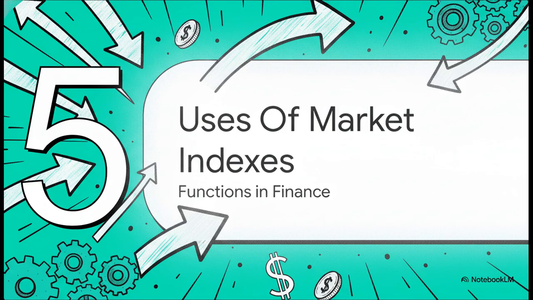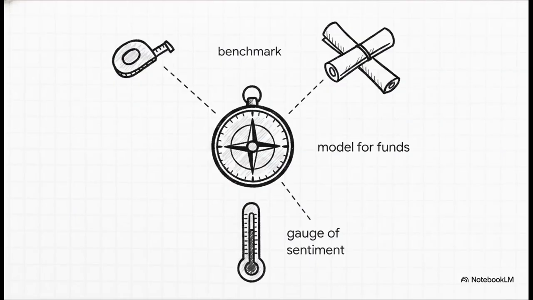Move into Section 5, the uses of market indexes. So, what are we actually using these things for? Well, indexes serve a few critical functions. Originally, they were really just gauges of market sentiment, a quick vibe check on investor confidence. But today, they are essential proxies for measuring systematic risk and return in complex financial models. They also serve as incredibly strict benchmarks for actively managed portfolios.